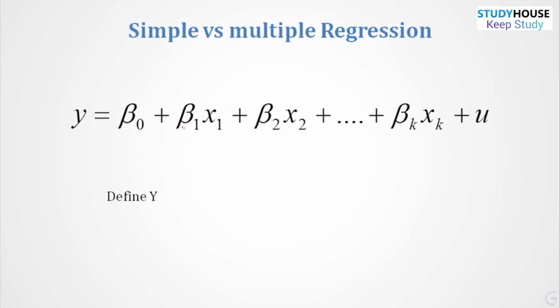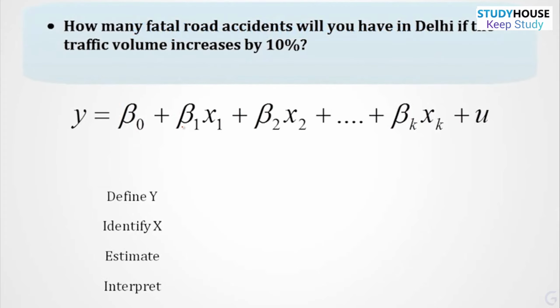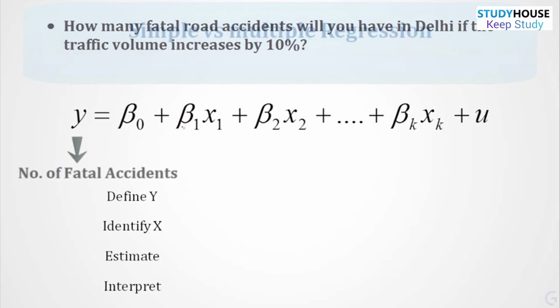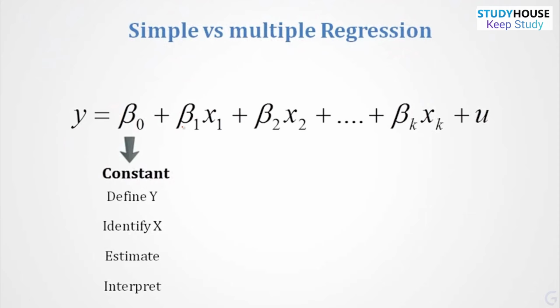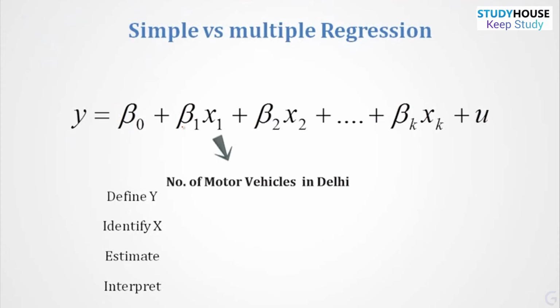Now, what exactly do we do in terms of the regression? How do we start the problem? First, we have to define y. So if we go back to the examples which we are giving, let's pick up the last example. How many fatal road accidents will be there if the number of motor vehicles in the streets increase by 10% next year? Then y is the number of fatal accidents. What is beta 0? That's a parameter which is constant. What is x1? x1 in our example will be the number of motor vehicles on the streets of Delhi.